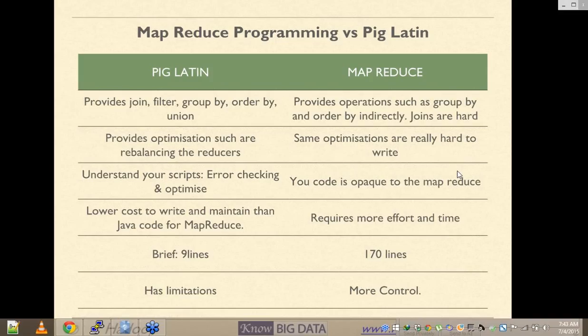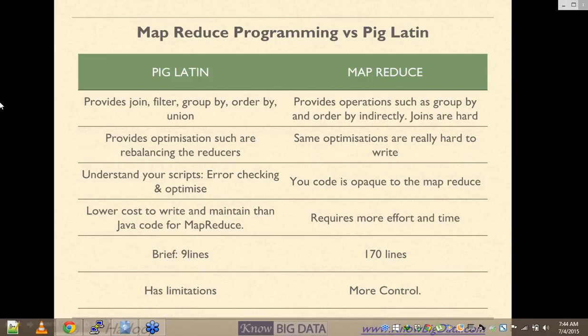Obviously, there is also the cost to write and maintain the Java code. To maintain the Pig code is much lesser when compared to Java, because it is so easy to write Pig. So it is very easy, and hence it is much more maintainable. In case of MapReduce, it takes a lot of effort and time to do this. Pig programs can be expressed in very few lines. So something that you can write in 9 lines in Pig, you will need around 170 lines in MapReduce.